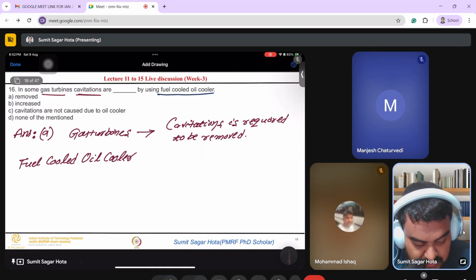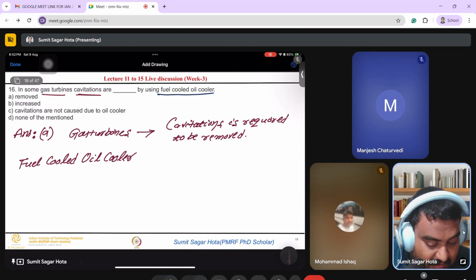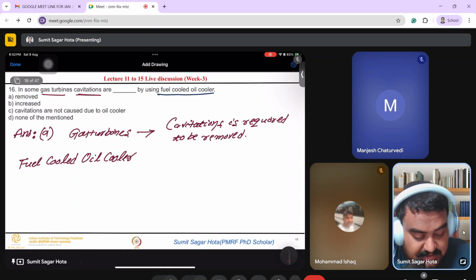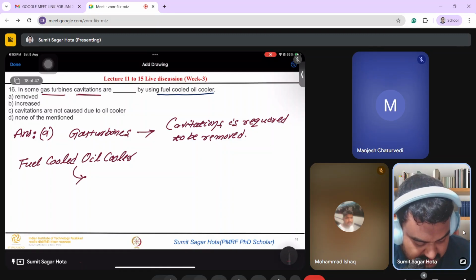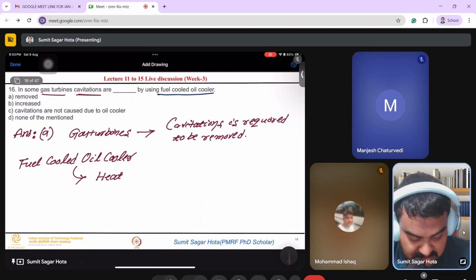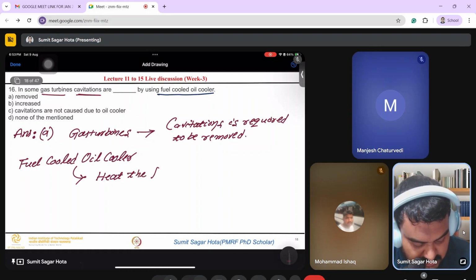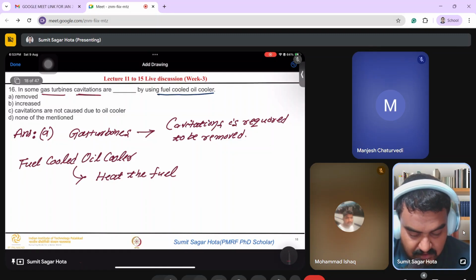Cavitation is a fluid mechanics phenomenon, and it happens in a gas turbine engine because of the presence of water vapors inside the fuel. This is the cause of cavitation in the gas turbine engine. Now this fuel cooled oil cooler will actually heat the fuel, because for fuel we don't need any kind of water content.